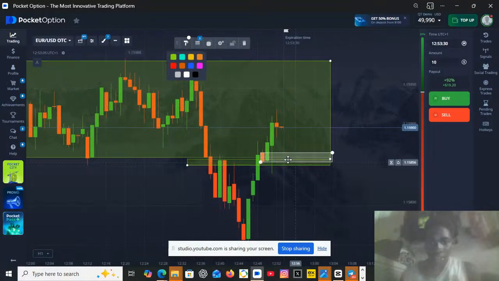I marked this demand with the white pen. It formed a demand there. So as the candle came, I would have entered for a buy here with a discount entry, a margin of safety. You can also see there's a gap down here. So we entered for a buy and that would have been a winning trade.